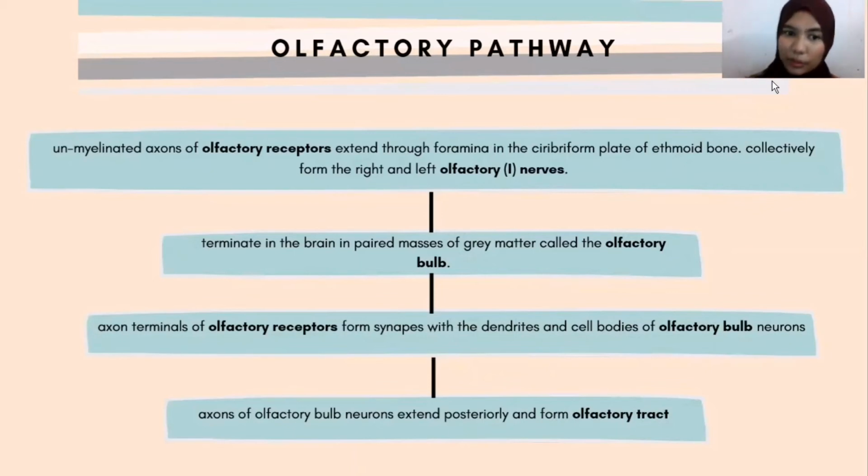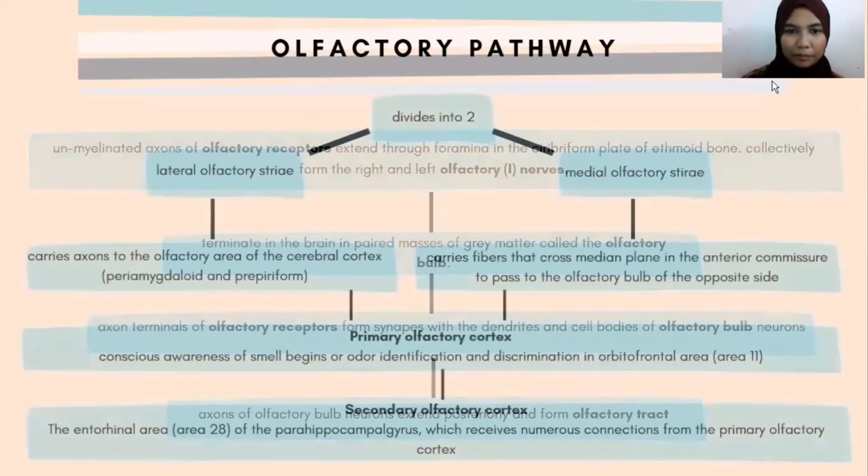And next, they will terminate in the brain in paired masses of gray matter called the olfactory bulb, with one on each side, right and left, laterally. And then the axon terminals of olfactory receptors form synapses with the dendrites and cell bodies of the olfactory bulb. In the olfactory bulb, there are cell bodies of neurons that will carry the impulse and send the information to the brain. Axons of olfactory bulb neurons extend posteriorly and form the olfactory tract.